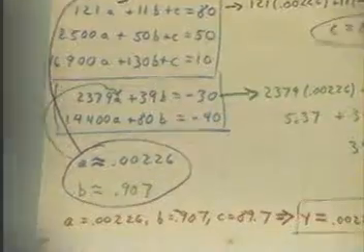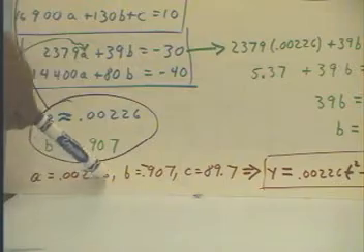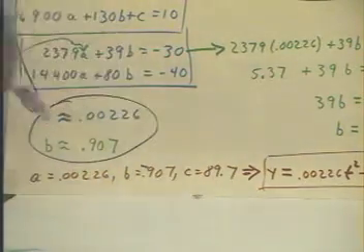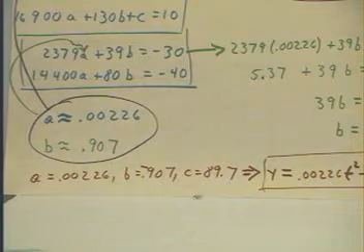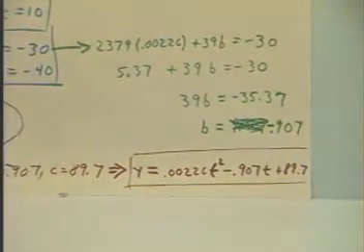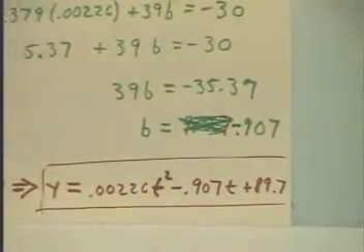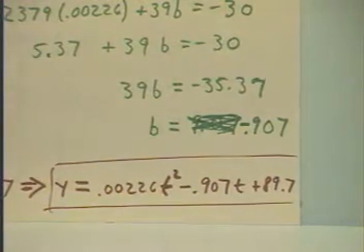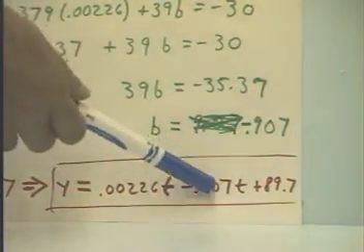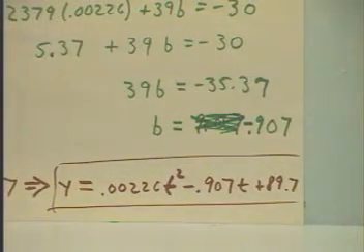We come back down here and take a look. We see that A is 0.00226, B is negative 0.907, C is 89.7, and that gives us our mathematical model. Because remember, we started with y equals AT squared plus BT plus C. And what do we have here? Well, we have y equals AT squared plus BT plus C for the A, B, and C that we've calculated for this problem. This is therefore our mathematical model for the depth of the flow versus time.